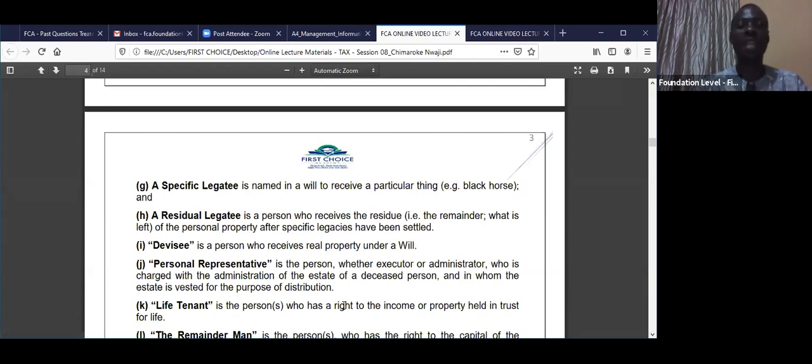A residual legatee is a person who receives the residue, the remainder of the property after the specific legatees have been settled. So you see, after all the beneficiaries and the annuitants have been settled, whatever remains goes to the residual legatee. In our lecture today, you are going to find out that the trustee is also the residual legatee. The trustee is the residual legatee. A divisee is a person who receives real property under a will. Now, real property is real estate.